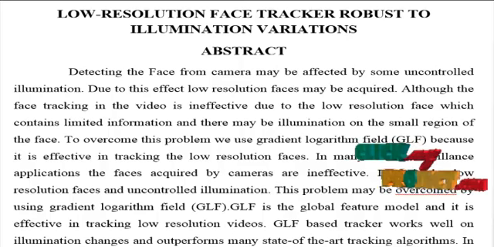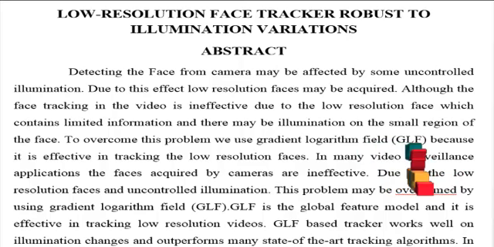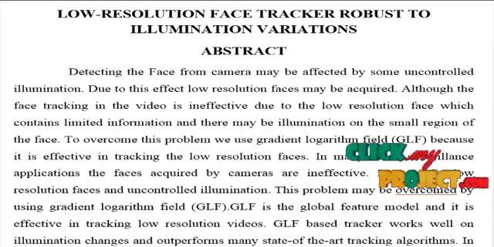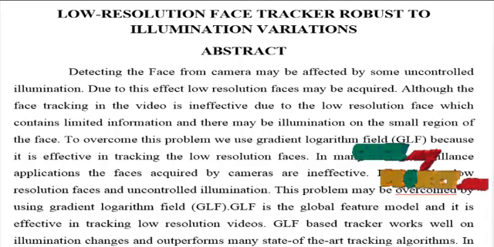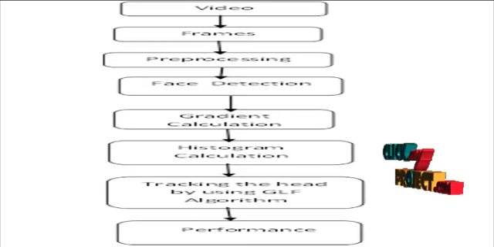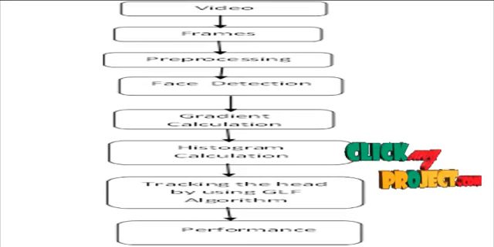We propose an evaluated GLF tracker to address the problem of tracking a low resolution face subject to illumination changes. The GLF features mainly depend on the intrinsic characteristics of a face and are only marginally affected by the lighting source. In addition, the GLF feature is a global feature and does not depend on the specific face model, and thus it is effective in tracking low resolution faces. The experimental results show that the proposed GLF based tracker works well under significant illumination changes and outperforms many of the state-of-the-art tracking algorithms. Let me see the flow of the process.